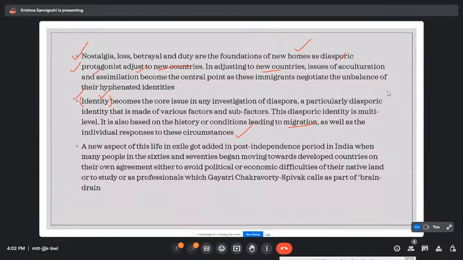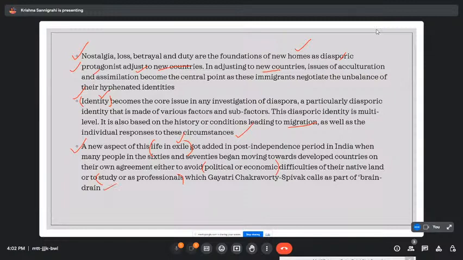So, a new aspect of this is life in exile. Why life in exile? Because you are outside your own homeland, you are in a different land, and this life is as if you are leading a life of exile. Life in exile got added in the post-independence period in India, when many people in the 60s and 70s began moving towards developed countries on their own agreement, either to avoid political or economic difficulties of their native land, or to study, or as professionals, which Gayatri Chakravorty Spivak calls part of brain drain.